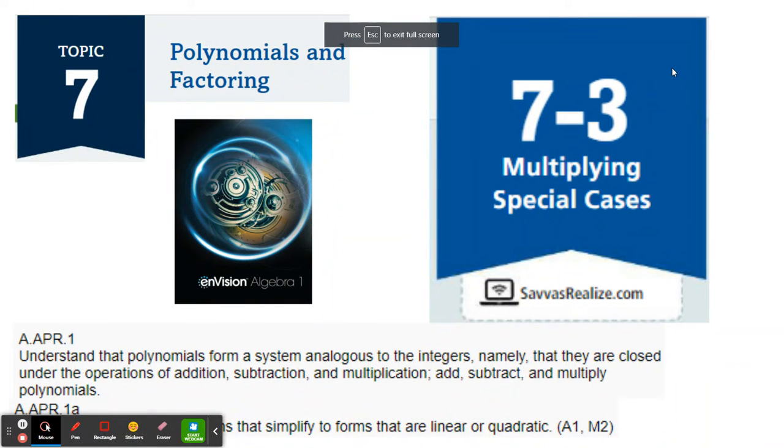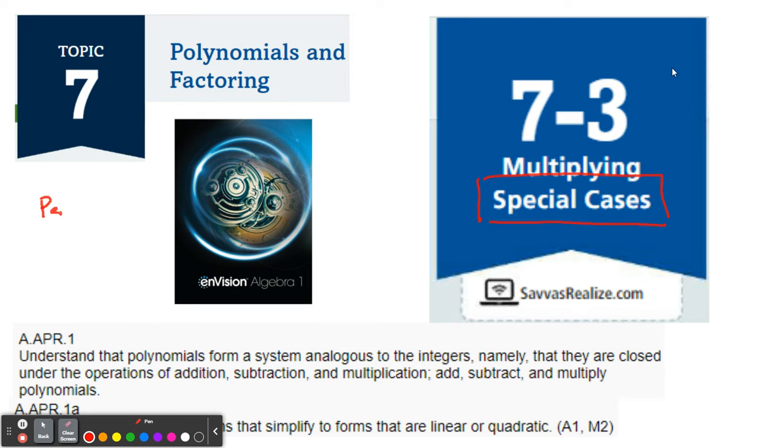Hello, Algebra 1. Welcome to Lesson 7.3 on multiplying special cases. This is our second section covering multiplying polynomials. But this time you're going to see it involves what we call the special cases. And you're going to see that all the special cases involve what are called perfect squares.